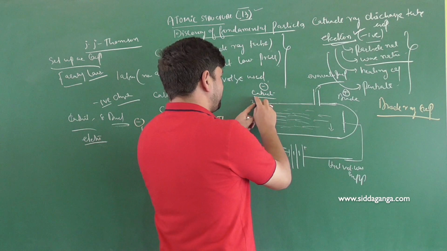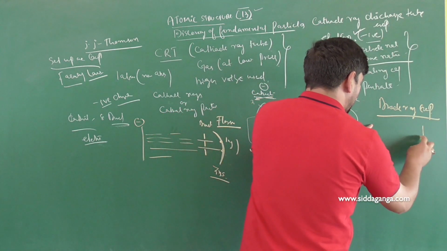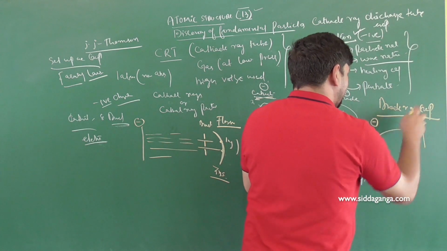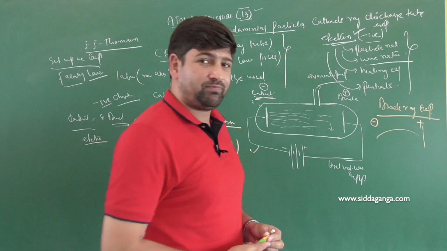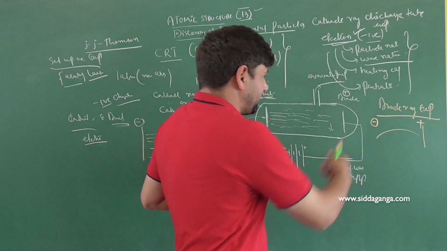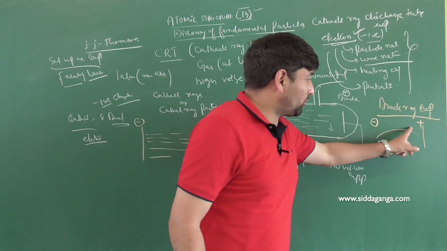Say cathode rays start from the cathode and move towards the anode, and anode rays will start from the anode, that is what charge? Plus charge, and move towards what? Cathode, indicating those anode rays are what? Charged, positively charged. Are you getting it or not? So these were two experiments conducted to elucidate the structure and find out electrons and protons.